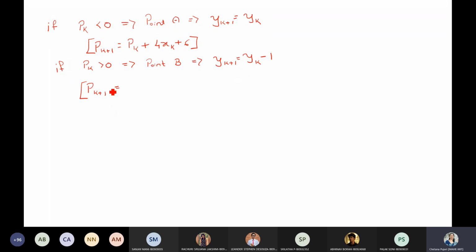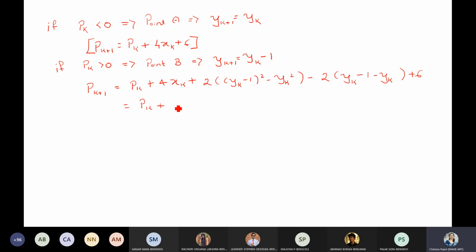Or do you want me to do the simplification? Just in the pk plus 1 equation, you have to replace your yk plus 1 with yk minus 1. That will be pk plus 4xk plus 2 into (yk minus 1) whole square minus yk square minus 2 into (yk minus 1) minus yk plus 6. So if you put that in your equation, you'll end up with this.